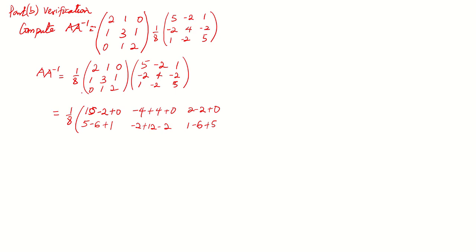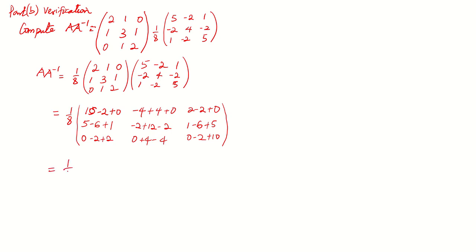Then we move to the third row. 0 times 5 we give 0. 1 times minus 2 is minus 2. And 2 times 1 is 2. 0 times minus 2 is 0. 1 times 4 is 4. And 2 times minus 2 is minus 4. 0 times 1 is 0. 1 times 2 is minus 2. And 2 times 5 is what? Plus 10. So this is the matrix.